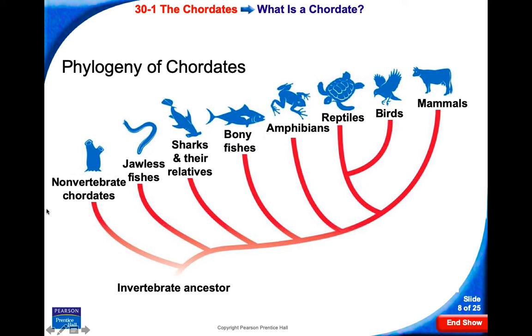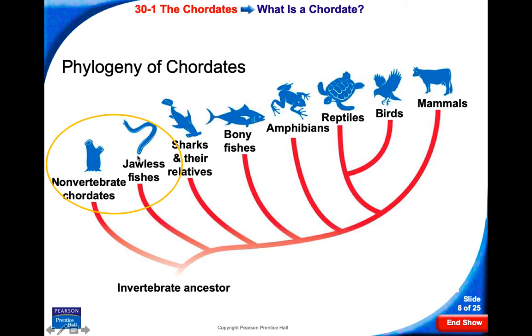Today we're going to glance at these a little bit to start, and then we'll talk about bony fishes and sharks. Amphibians, I think, will eventually be part of this unit as well. But we should note that all of these chordates do come from some kind of invertebrate ancestor. Okay, and so we're going to look at these first. These are non-vertebrate chordates, and jawless fishes are the simplest of them.